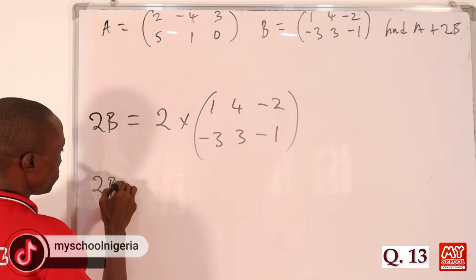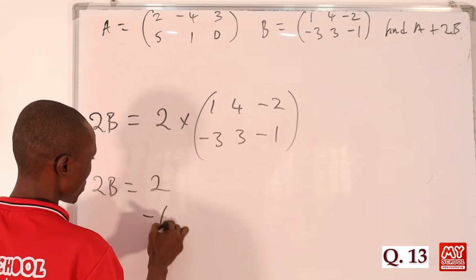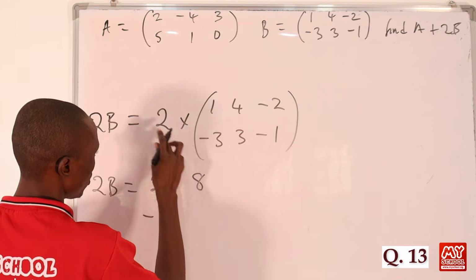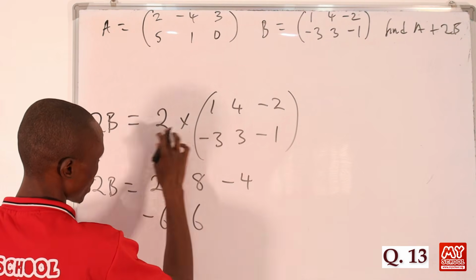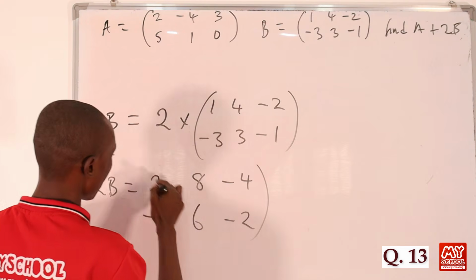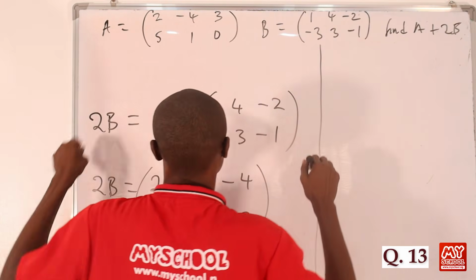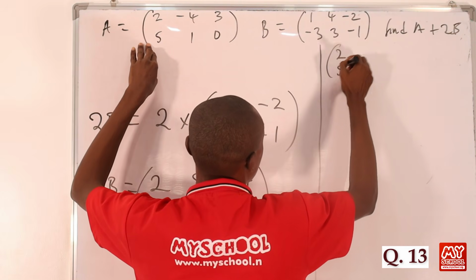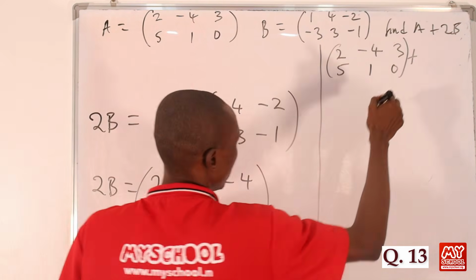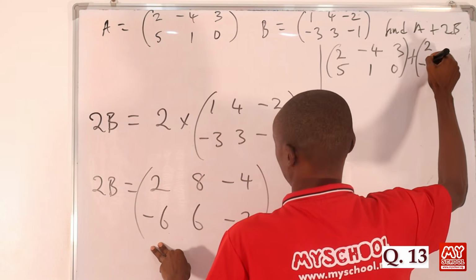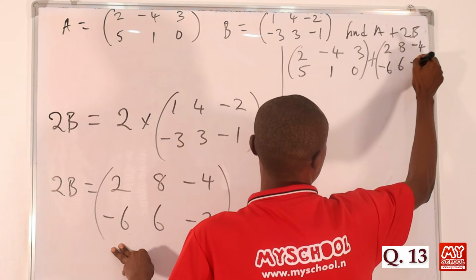So 2B now will be equal to: 2 times 1 is 2, 2 times minus 3 is minus 6, 2 times 4 is 8, 2 times 3 is 6, 2 times minus 2 is minus 4, and 2 times minus 1 is minus 2. So now that we've gotten the value of 2B, we can now find A plus 2B. Remember that A is 2, 5, minus 1, minus 4, 1, 3, 0, and 2B from here is 2, minus 6, 8, 6, minus 4, and minus 2.